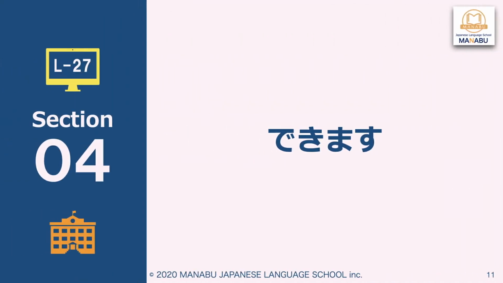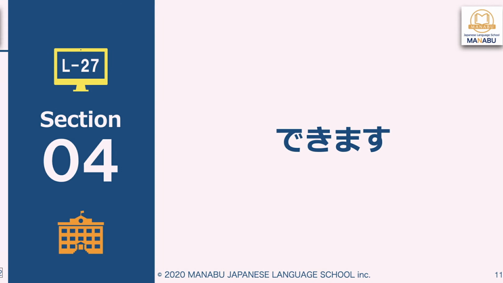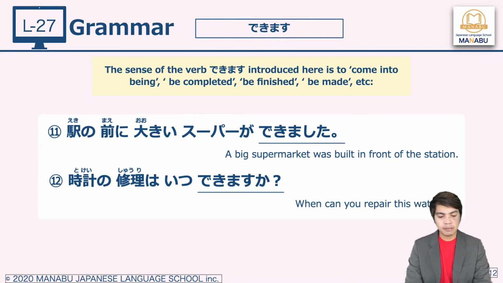Grammar point number 4, dekimasu. So the verb dekimasu means can do and able to do. But in this lesson, the sense of the verb dekimasu means come into being, or be completed, or be finished, be made. So noun ga dekimasu, the noun is being completed or finished or come into being.